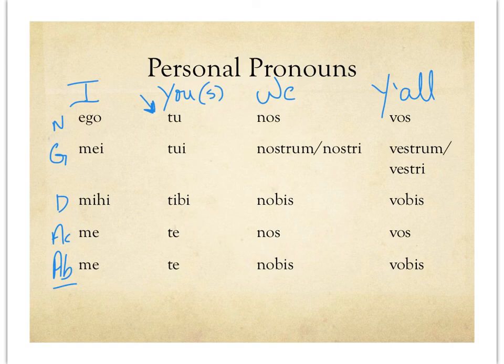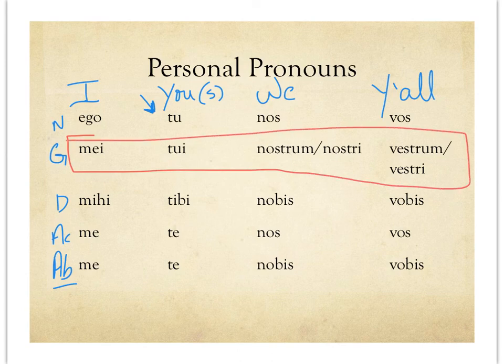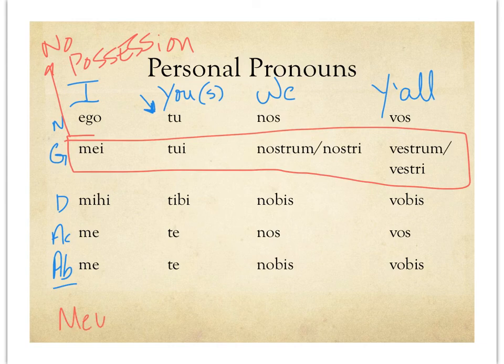The most important thing to know is that these genitive forms are not used for possession. No possession. If we want to talk about my book, for example, we're not going to say liber mei. We're going to say meus liber. You already know how to do this. You use these possessive adjectives. And that's what we do.